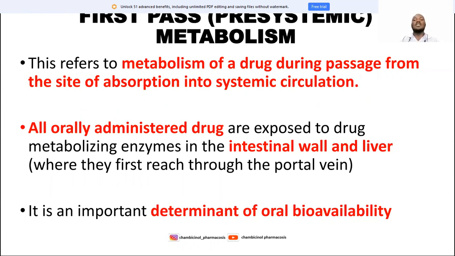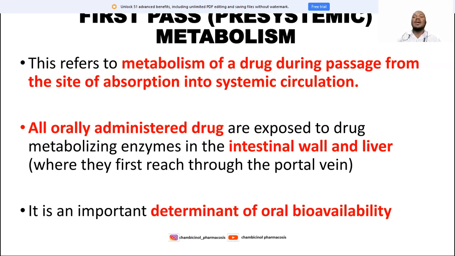This metabolism takes place especially in the intestinal wall and in the liver. It means the drug undergoes metabolism before it reaches the systemic circulation. This is very common, especially for drugs taken via the oral route, and some drugs are considered to have extensive first-pass metabolism.